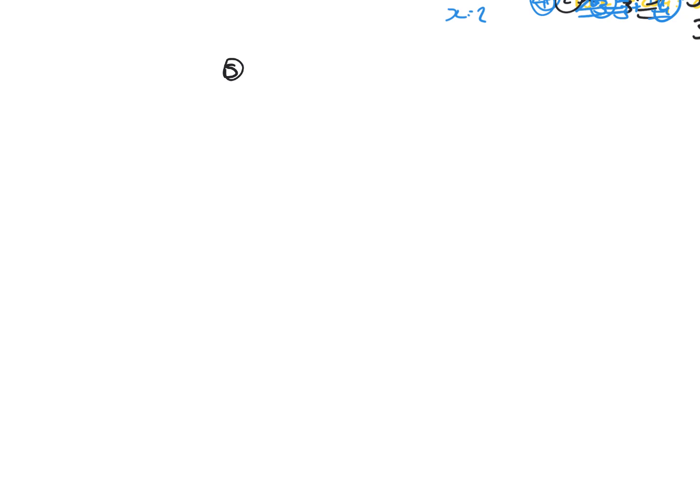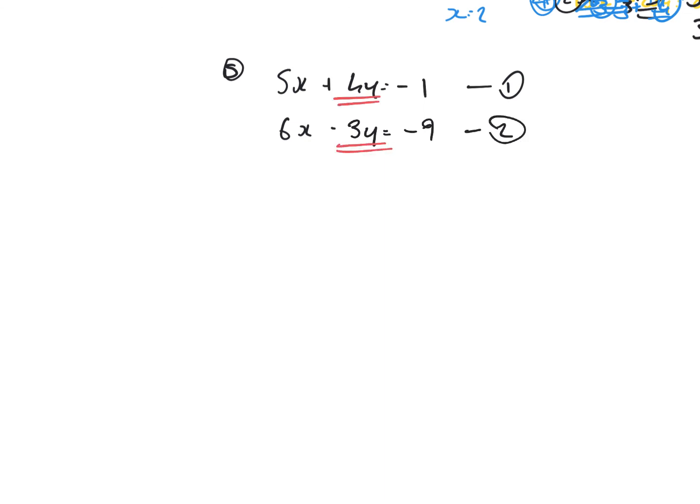Okay, let's try an example 5. 5x plus 4y equals minus 1. That's equation 1. 6x minus 3y equals minus 9, and that's equation 2. I'm going to decide this time to get rid of y's, so 4 and 3, I'm going to bring them up to 12, so 4 up to 12 times by 3, and 3 up to 12 times by 4.